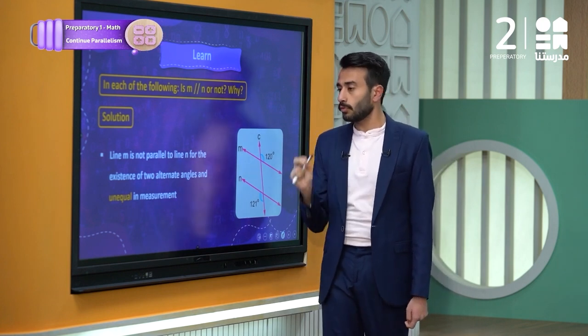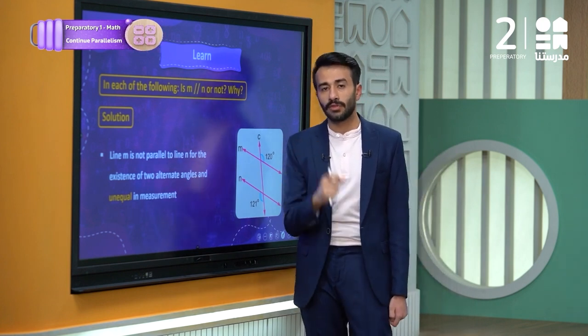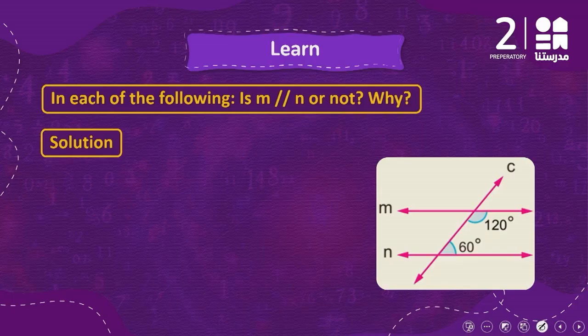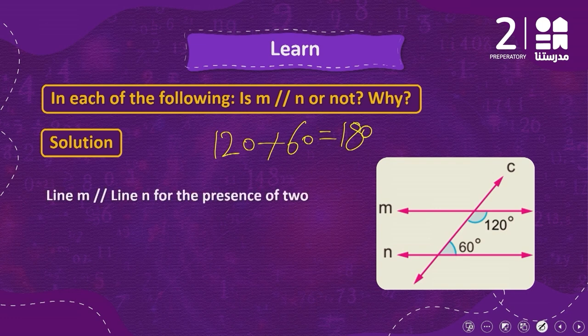You have to measure or you have to know the value of the angle. Now we have these two angles, 120 and 60. Maybe you say they are not equal, so the lines are not parallel. But wait, these two angles are interior angles. For sure they will not be equal. This is obtuse, this is acute. But here you have 120 plus 60, which is 180. When they are interior angles, you add them. So because they are adding up to 180, the two lines are parallel, M and N.